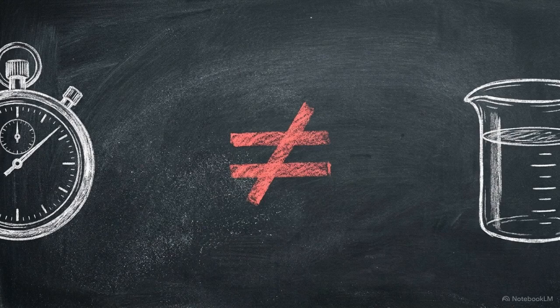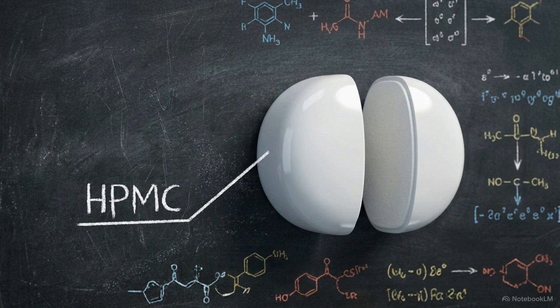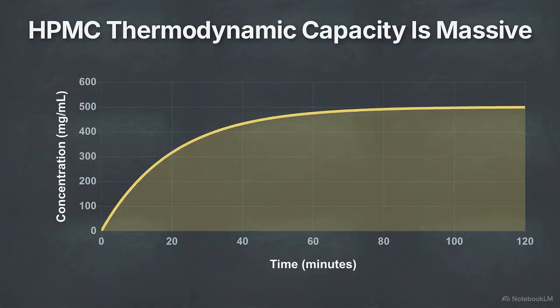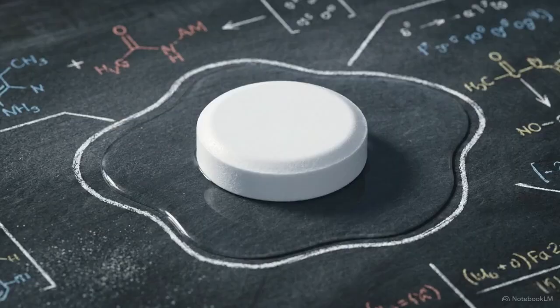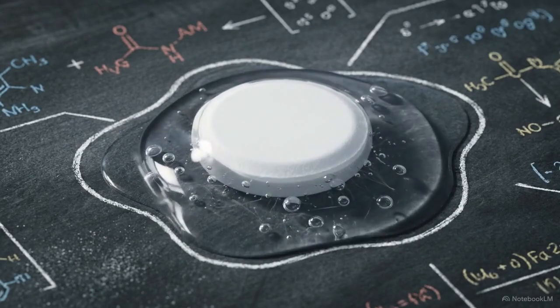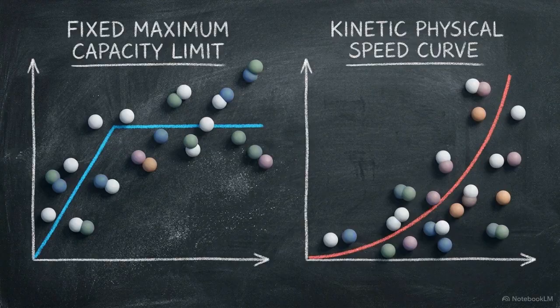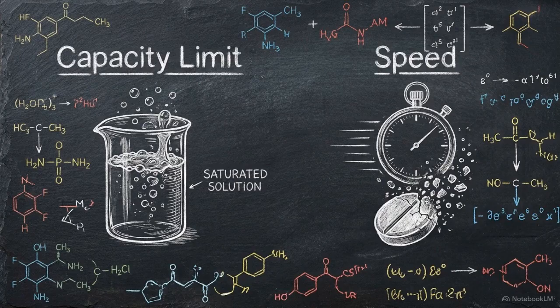They are not. The widely used film coating material hydroxypropyl methylcellulose, or HPMC, proves the rule. HPMC is highly soluble in water, meaning its thermodynamic capacity is massive, yet its kinetic rate is extremely slow. A solid piece of HPMC takes many hours to hydrate and finally dissolve. To engineer a functional dosage form, a formulator has to decouple these properties, calculating the total required capacity of the drug entirely separate from the speed at which it reaches that limit.